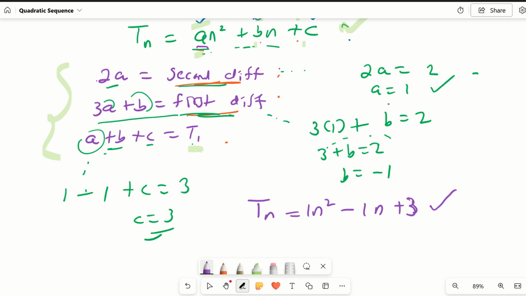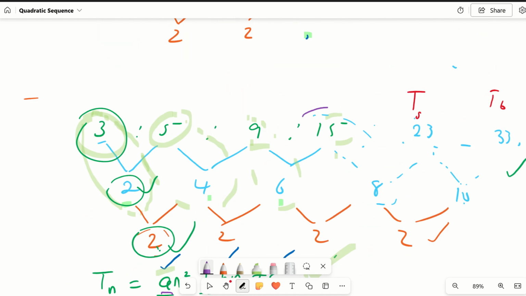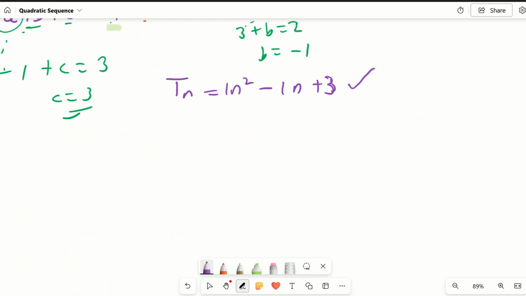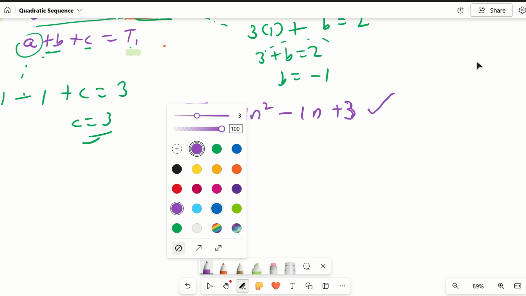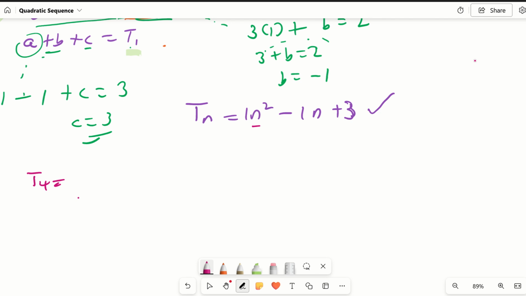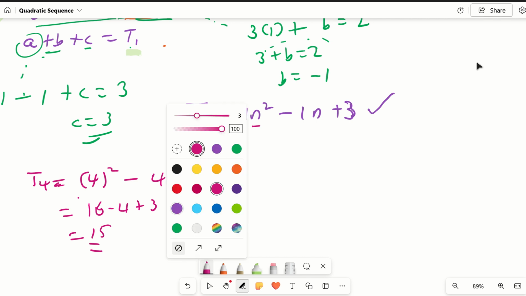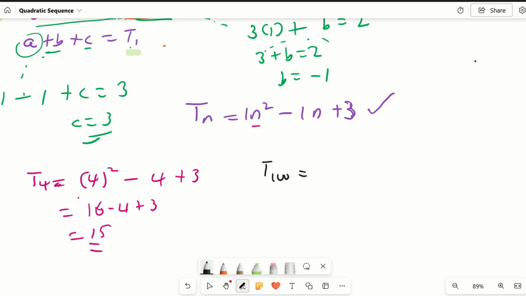Before we find T100, let us see if this formula works if we try to find T4. 1, 2, 3, 4. Let us see if it will give us 15. In place of n, we put 4. We're just testing it quickly. That's what you should also do in the exam on a rough piece of paper. So in place of n, I put 4. So this will give me 16 minus 4 plus 3, which is just 15. So therefore, this formula works. So we can confidently find T100.